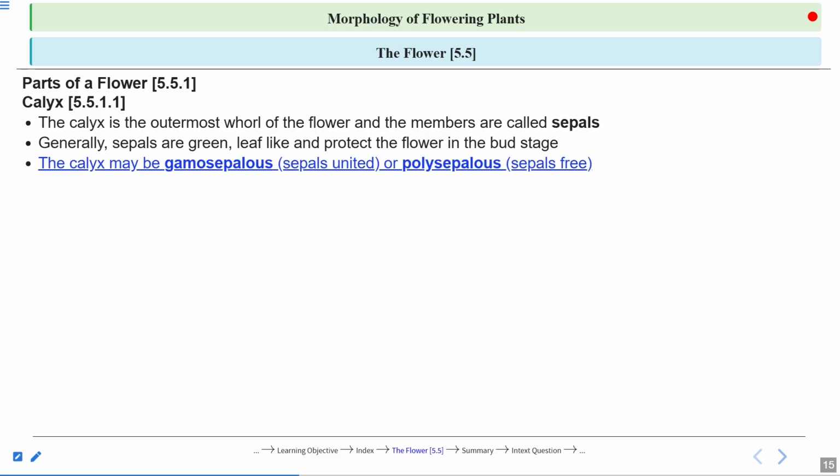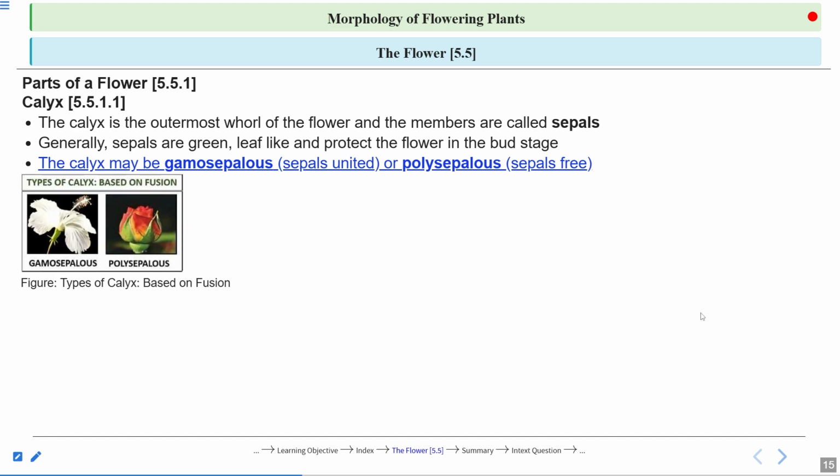The calyx may be gamosepalous. This term is very, very important. When all the sepals are united, it is called as gamosepalous condition. When all the sepals are free, it is called as polysepalous, sepals free, polysepalous condition.